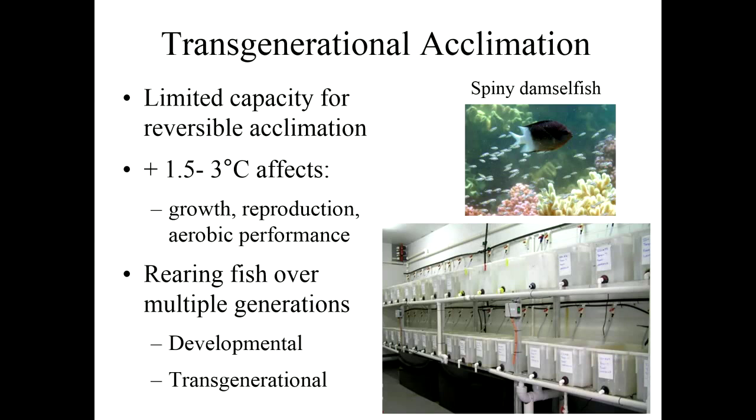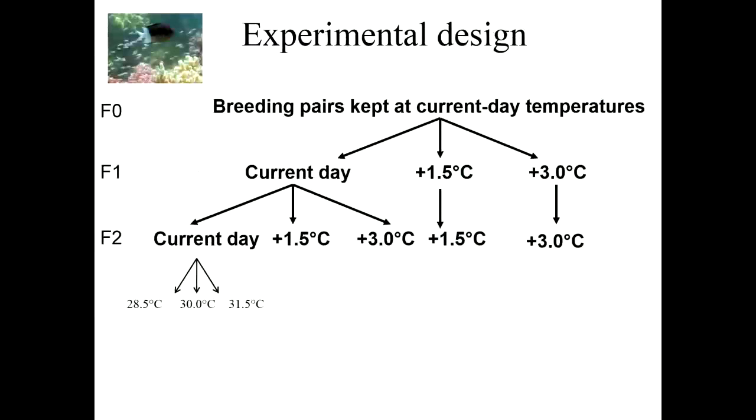So we've reared populations over multiple generations to look for developmental and transgenerational acclimation. And this is the basic design that's used. We have breeding pairs that are brought in and kept at current day temperatures. And the F1s are either kept at current day or +1.5 or +3 on a cycling temperature. Then F2s, again, from the current day, coming to current day, or +1.5 or +3. And these ones are just continued through at their higher temperatures. And then they're tested at all of the temperatures.